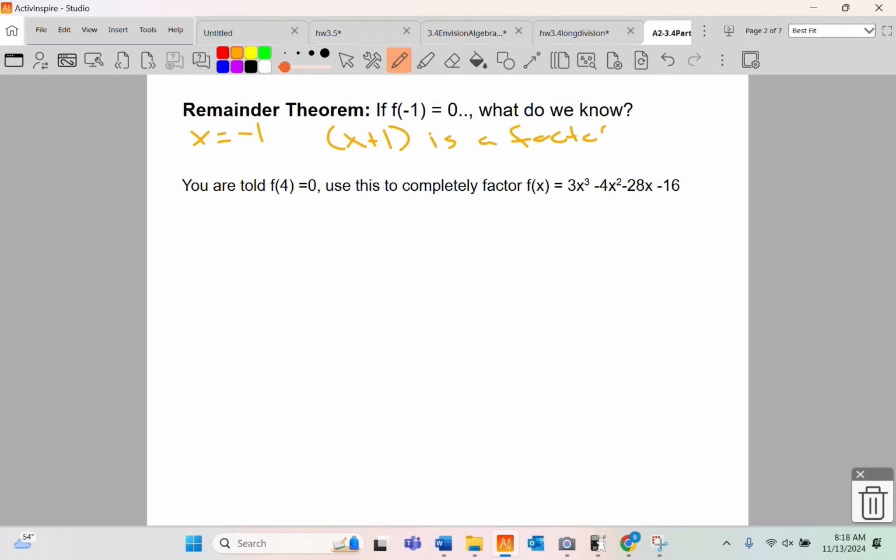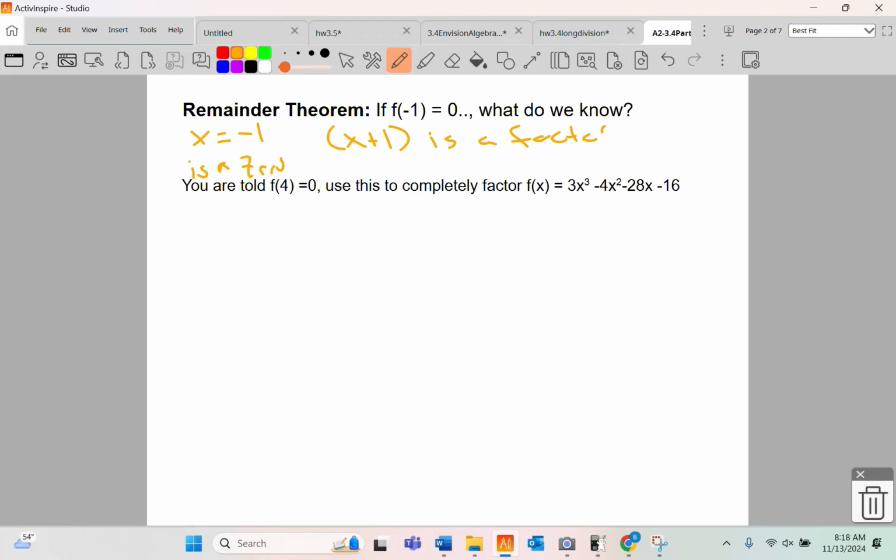And this over here, this x equals negative 1, is a 0 of the function. And the other thing you know is it's a factor. That's important because of what we're about to be told. You are told f of 4 equals 0. Use this to completely factor that polynomial.